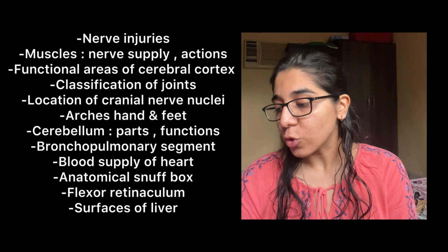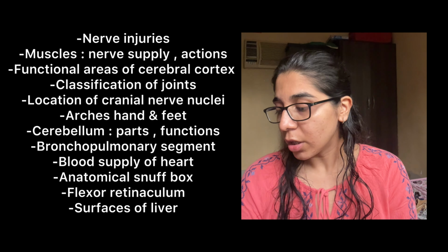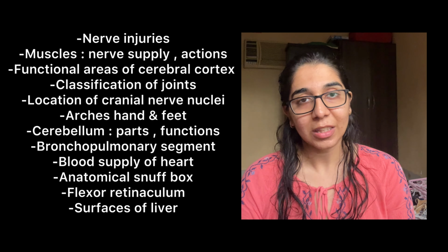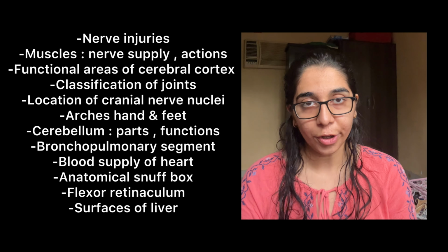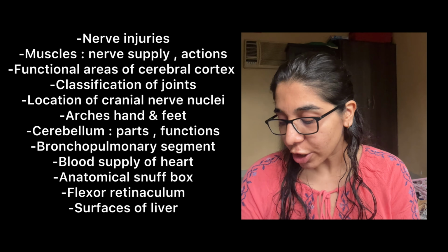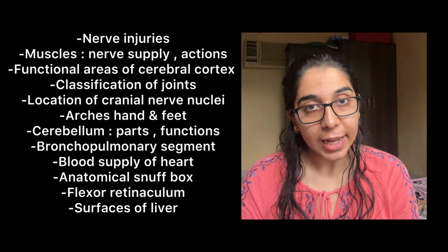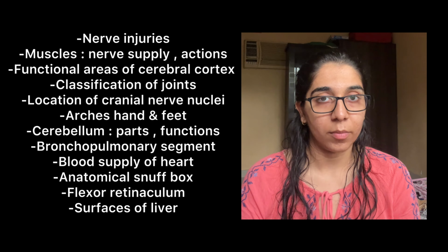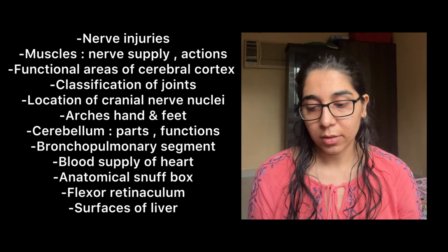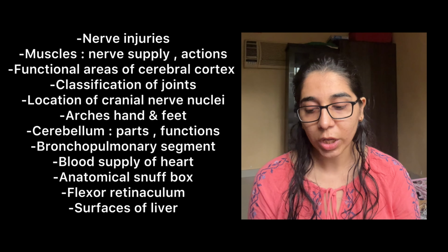So in 2020 question paper, the topics from which questions have been asked are muscles and their nerve supply, nerve injuries, classification of joints, functional areas of cerebral cortex, and parts of cerebellum. So these are the topics that you cannot miss.